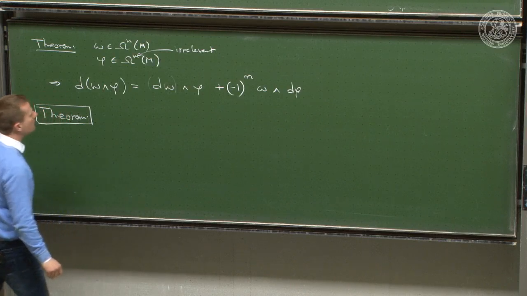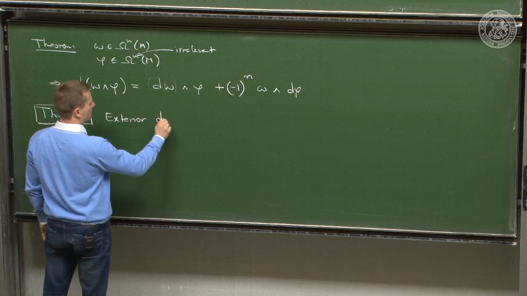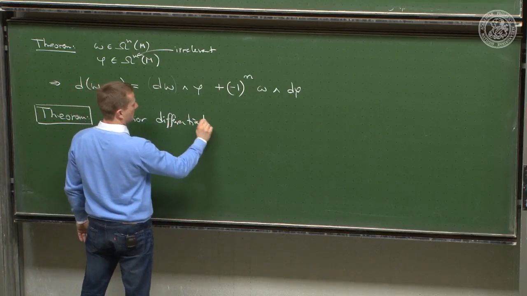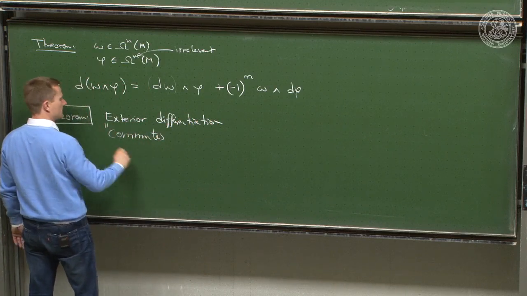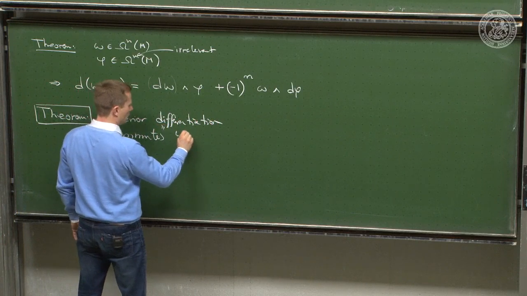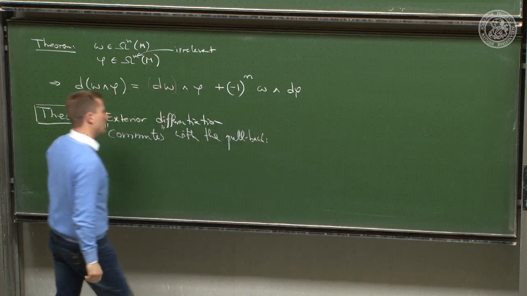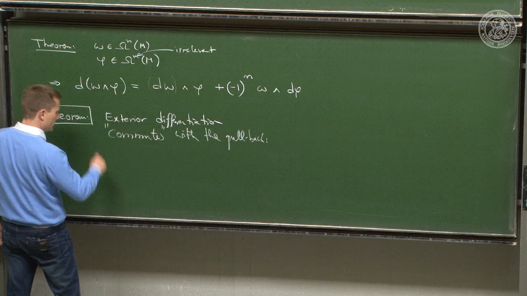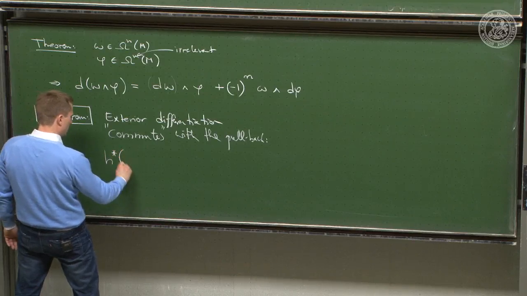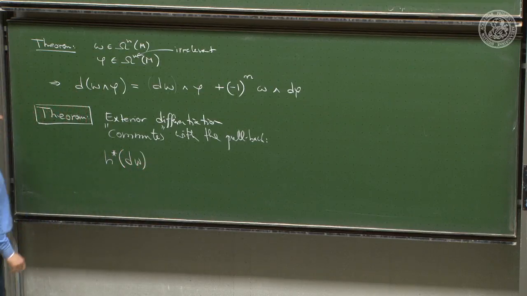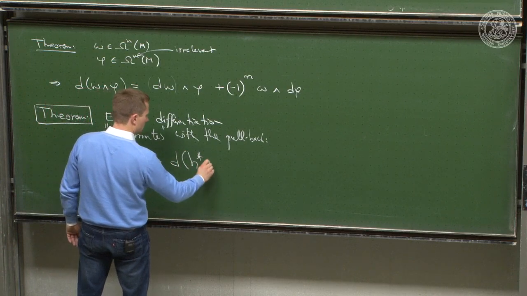is that the pullback commutes with the exterior differentiation. So exterior differentiation commutes, well, I put this in quotation marks, commutes with the pullback. How does that look like? Well, so you take the pullback of some exterior derivative. And it's in fact true that that is the exterior derivative of the pullback.